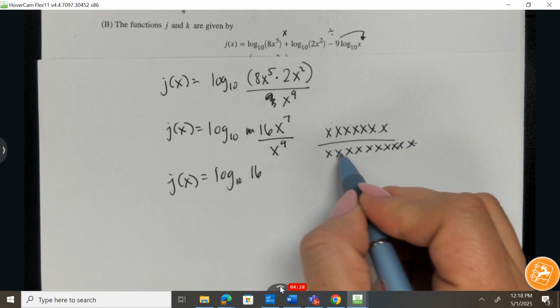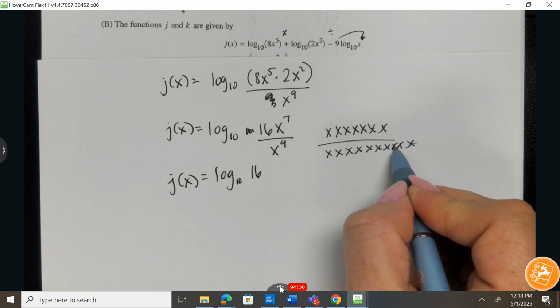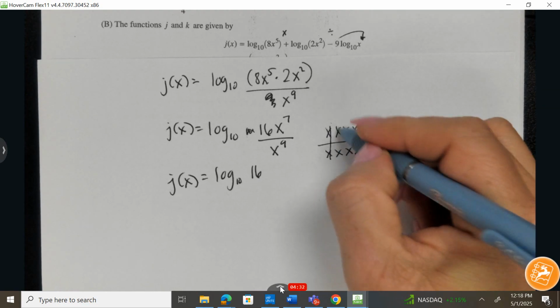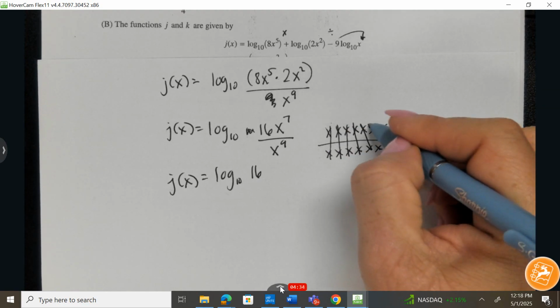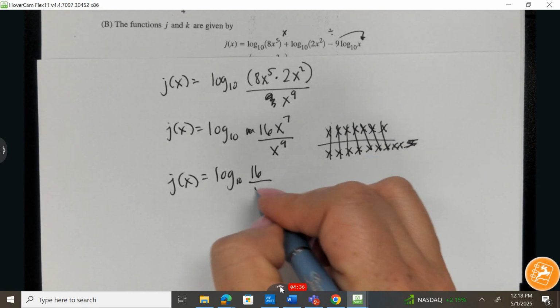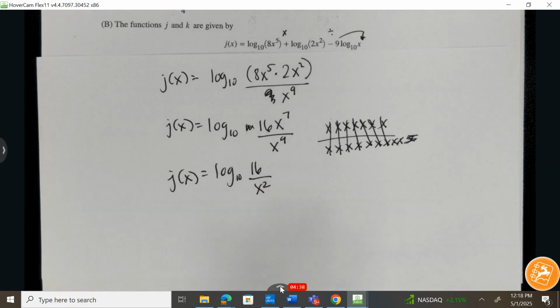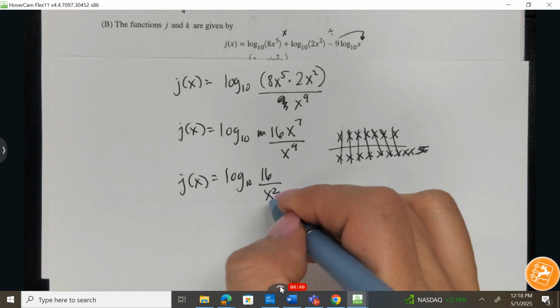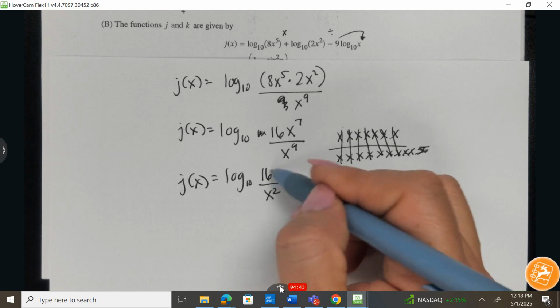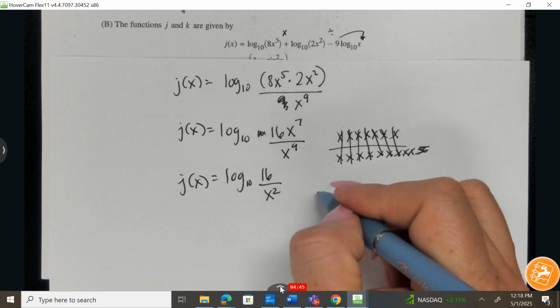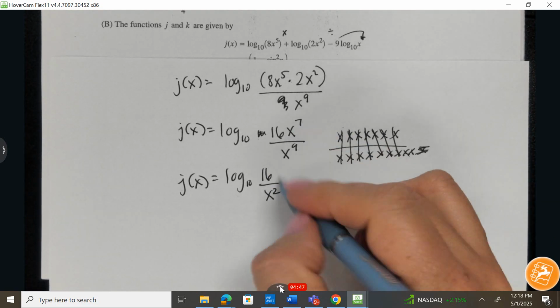Let's make sure. 1, 2, 3, 4, 5, 6, 7, 8, 9. We have 7 on top. So we can cancel 1 for 1, and you can see we're left with 2 on the bottom. Now all of this is great, except remember we can never have 0 as the value behind. We can never have 0 on the bottom of a fraction.